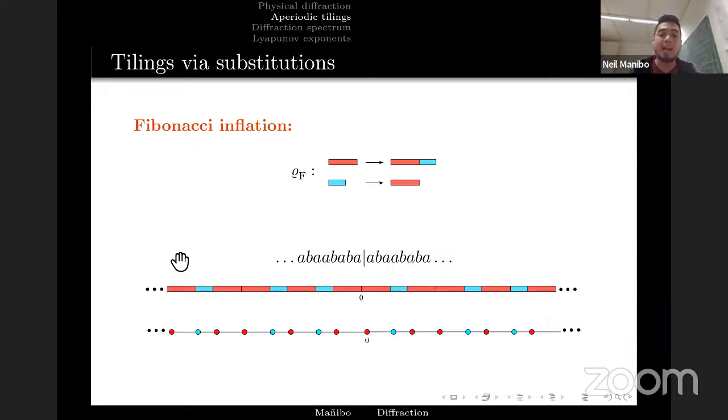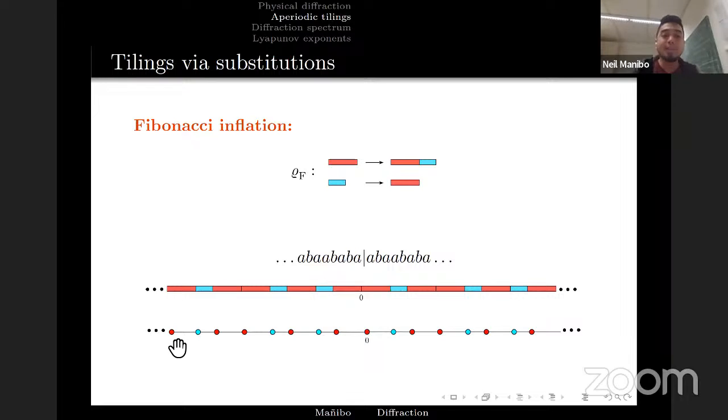And from this tiling, I can also associate a point set by just collapsing each tile to the location of its left endpoint. For example, I have this red tile at the origin. I'll just put a red circle at 0. And that's going to be a point in my point set.